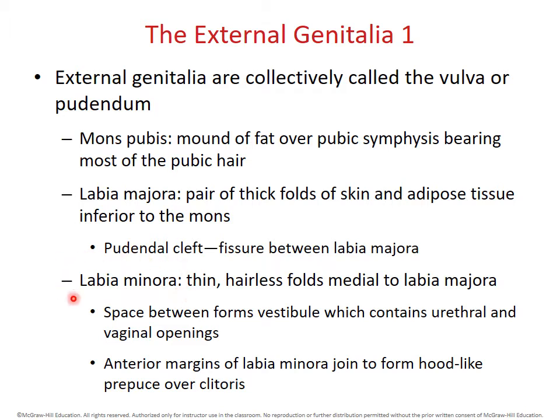Now, enclosed within the labia minora is a region known as the vestibule. So everything within the labia minora is referred to as the vestibule. The vestibule contains the openings for the reproductive and urinary system. So within the vestibule would be the urethral orifice, through which urine, of course, exits the body, and, of course, the vaginal orifice, the opening to the vagina.